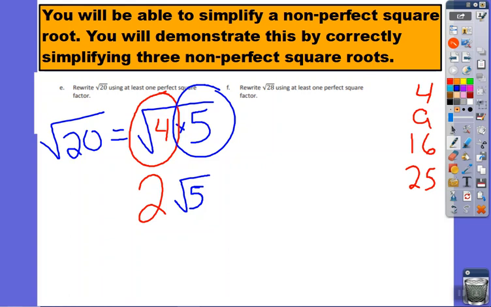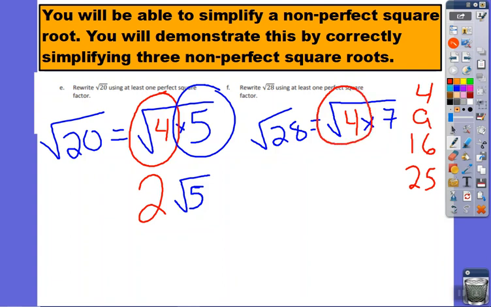Okay, our second one, square root of 28. That is not one of my perfect squares. So I'm going to see if any of my perfect squares go into it. Again, we can just look at these 4 because it's a nice small number, 28. Do any of these numbers multiply to make 28? 4 again. So 4 times 7. That red 4 is perfect, and I can pull it out. That square root of 4 is going to become a 2. That 7 is not perfect, so it's going to have to stay inside there.